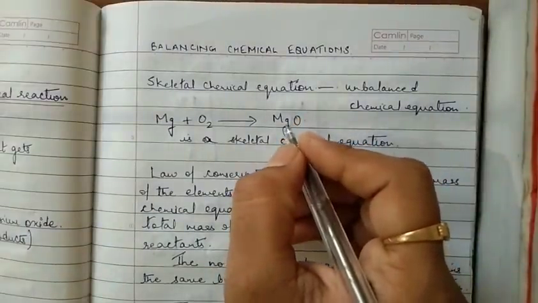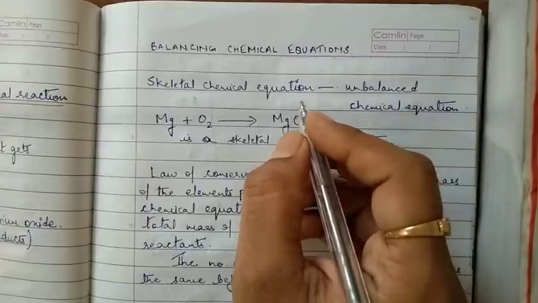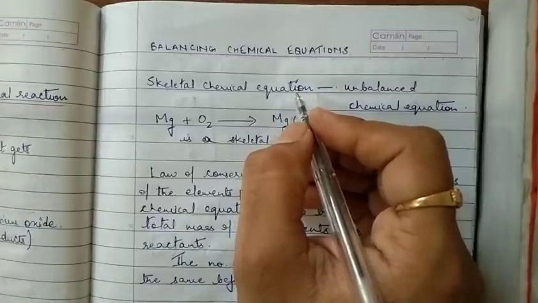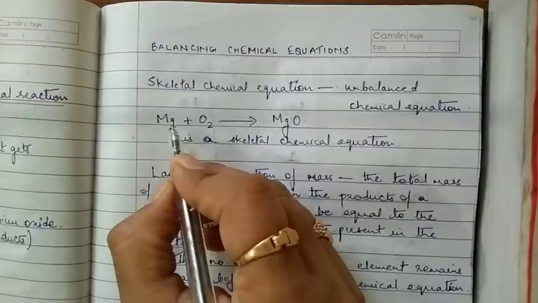Hello students, in the previous session we learned about writing chemical equations. Now in this session we shall be learning about how to balance chemical equations. First of all, we will look at this chemical equation, that is the burning of the magnesium ribbon.